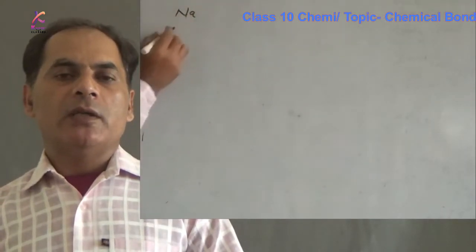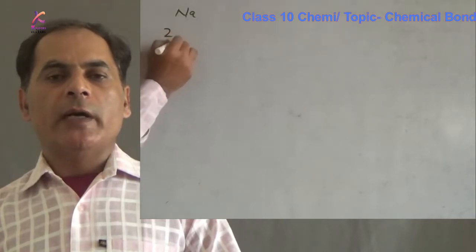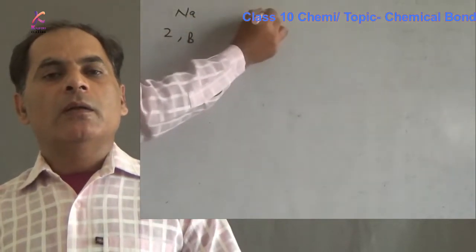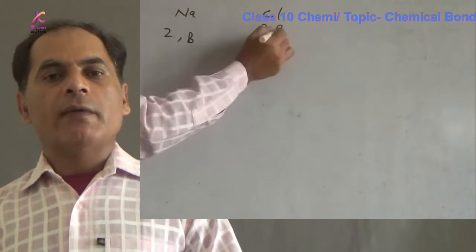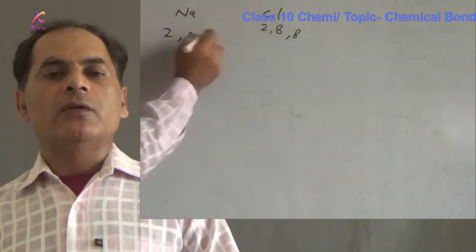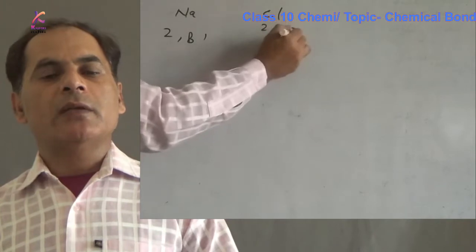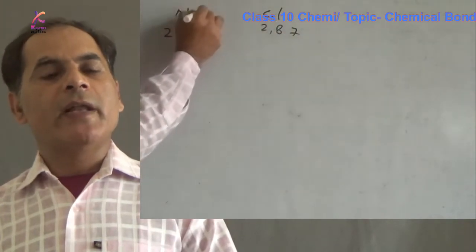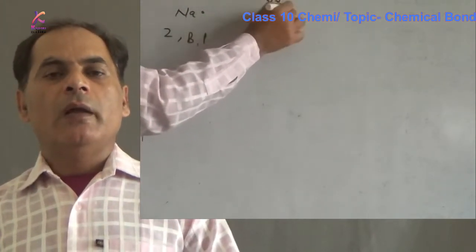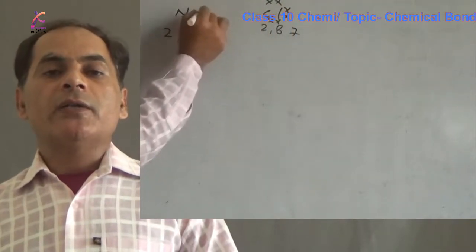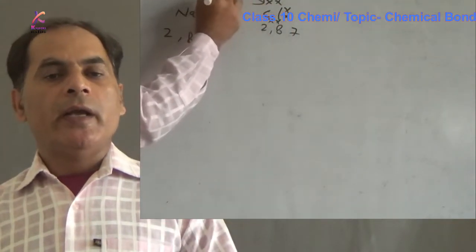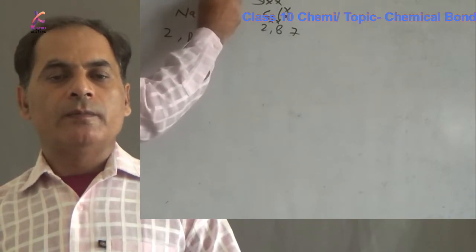In NaCl, the configuration of the sodium atom is 2,8,1. In the last shell, you can see there is one electron in the sodium atom. In the chlorine atom, the configuration is 2,8,7. So you can see in the diagram there are 7 electrons in the valence shell. Valence shell means last shell, last orbit. In that shell there are 7 electrons in chlorine, and in sodium there is 1 electron.